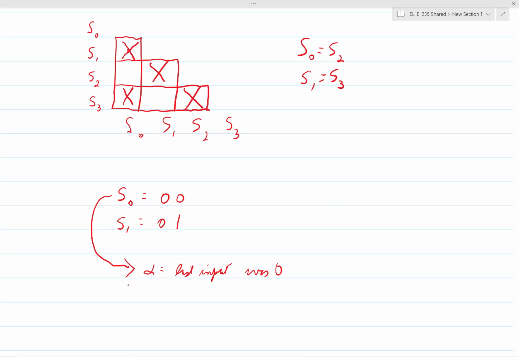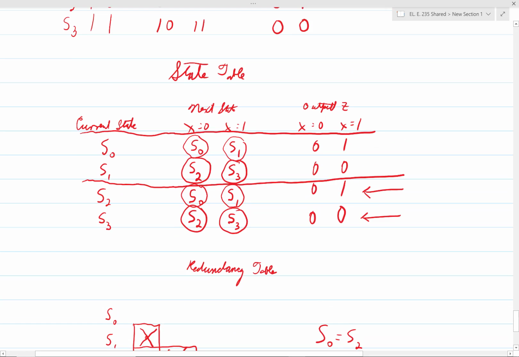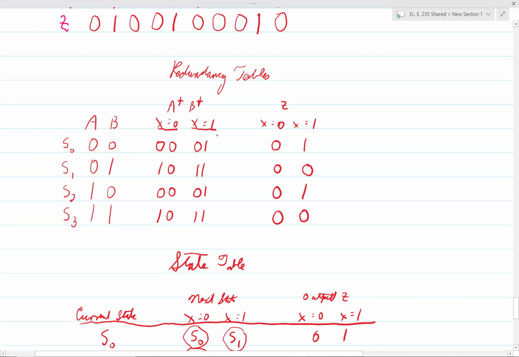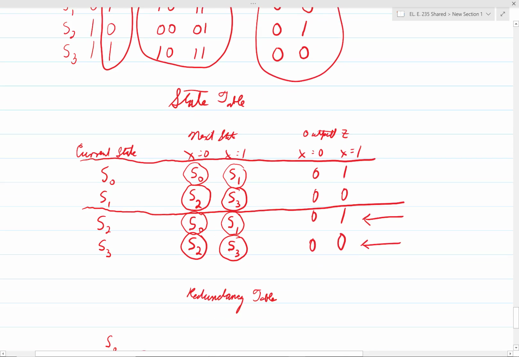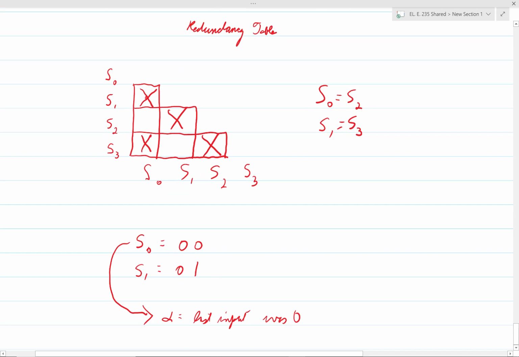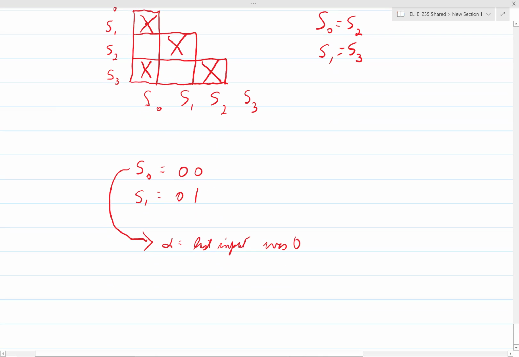Once you get your present input, it's just like what I was saying earlier, when we were determining everything here, you might remember we were always looking at B. We never did look at A at all. A is not important. And that's why we really don't need 4 states. We just need 2 states. So alpha is the last input was 0. Beta is the last input was 1. And that's really all you need, just 2 states.